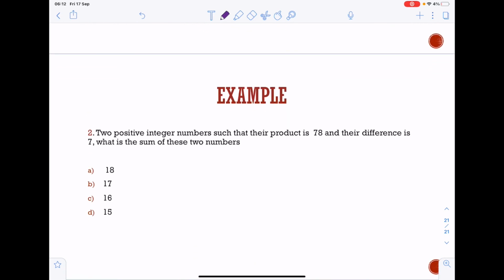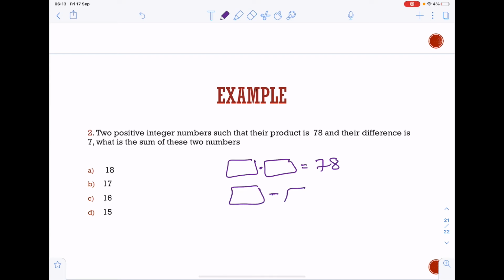Okay, here we have another example. Two positive integers are such that their product is 78. So we have two numbers, their product is 78 and their difference is 7. What is the sum of these two numbers? Let's say these are x and y. What is x plus y?